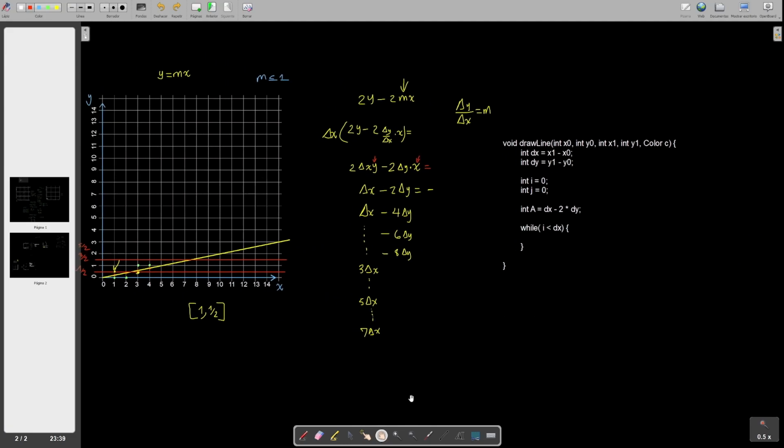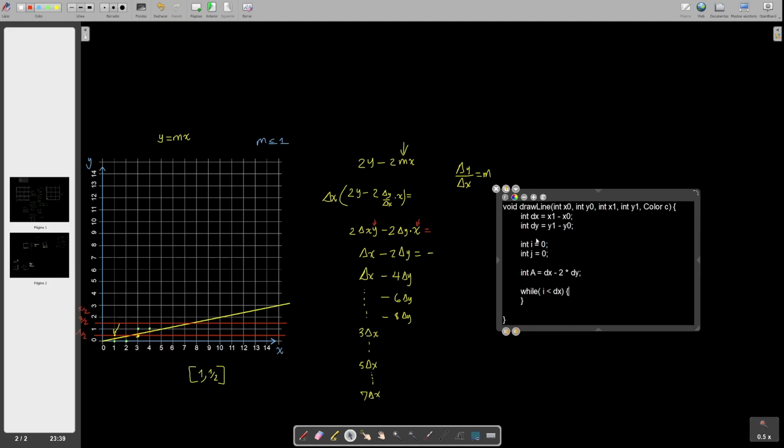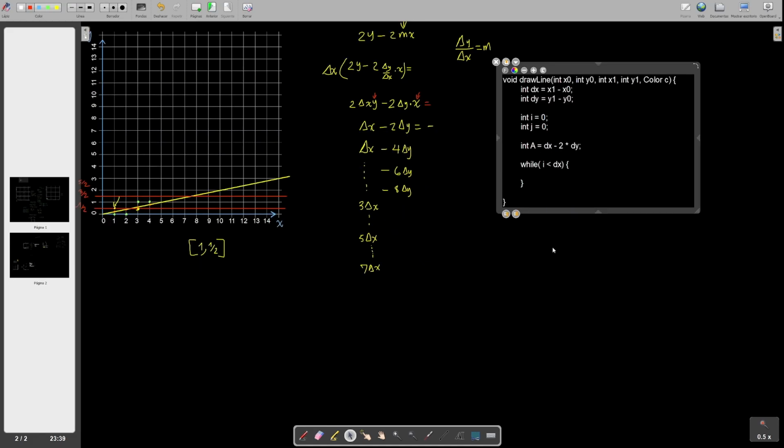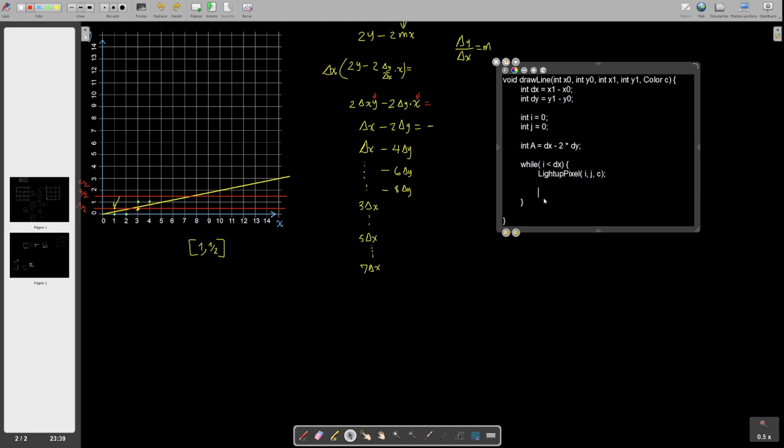And now what's going to happen? Well, first we need to put our pixel. We need to light up the pixel with the current I and j values and the color, whatever it is, because we start at the origin. And now I know for sure that at the end of this iteration I'm going to have to increase I, or x, by 1. So I'm going to do this, increase I.